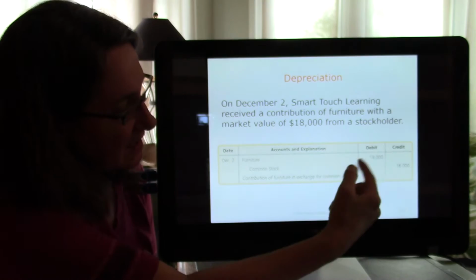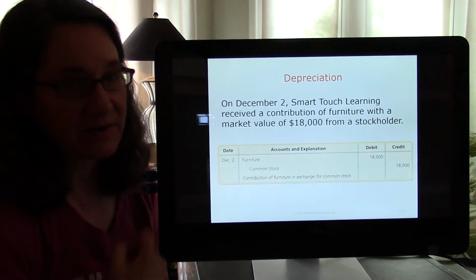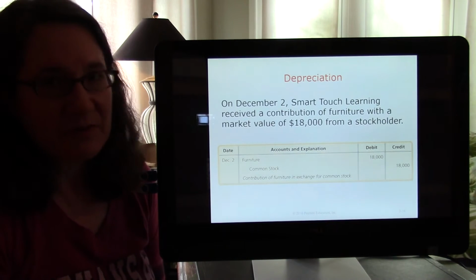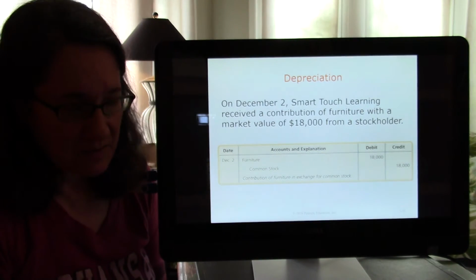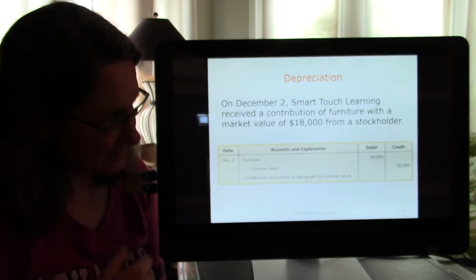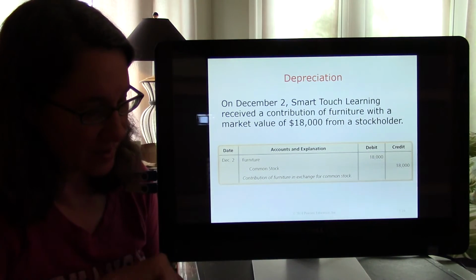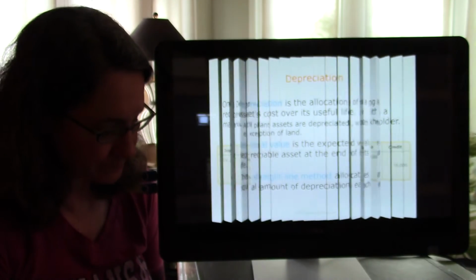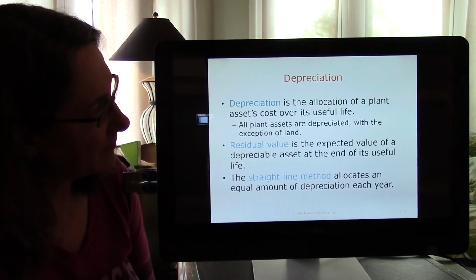Okay, so we've got an $18,000 asset, furniture. Furniture doesn't last forever, so we know we're going to have to expense it in some way. So we're going to take depreciation, and this 5-year useful life is important because that's going to help us figure out how much to depreciate.